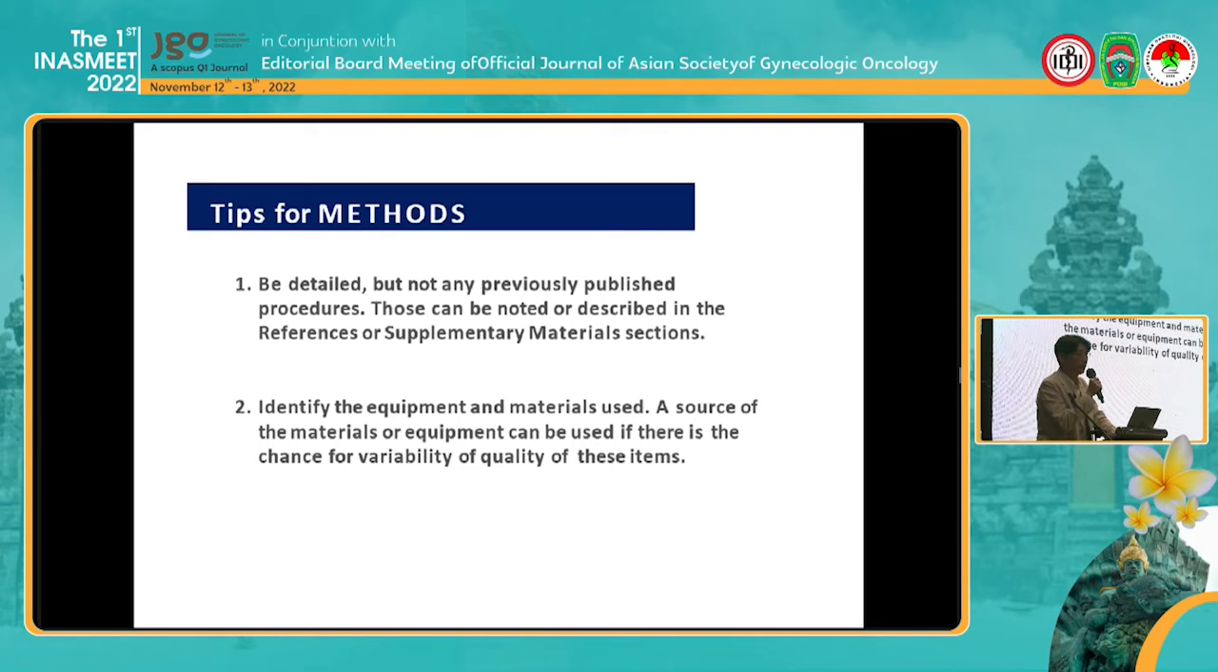Tips for writing a good method. The method should be detailed, but previously published procedures need not be repeated; those can be noted or described in the references or supplementary materials section. And you should identify the equipment and materials used. The source of the materials or equipment should be given if there is a chance of variability in the quality of these items.